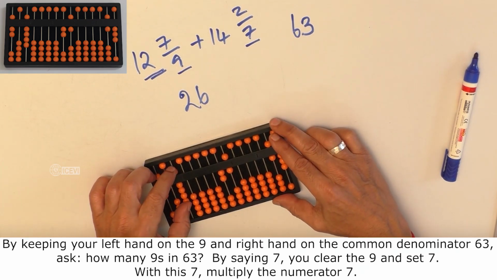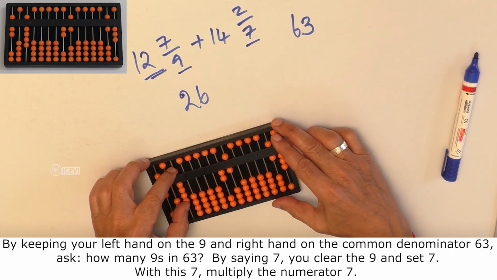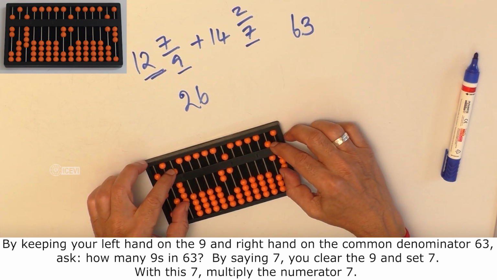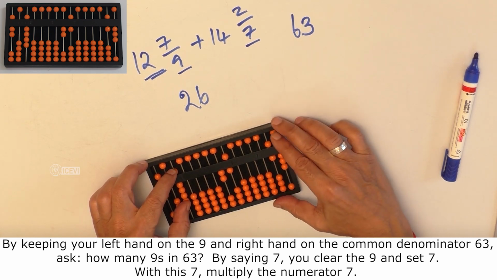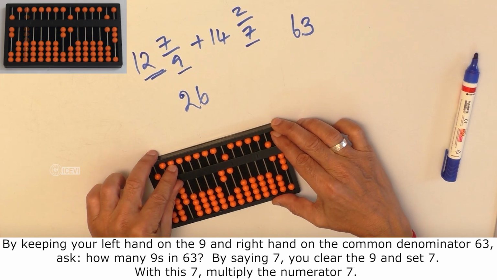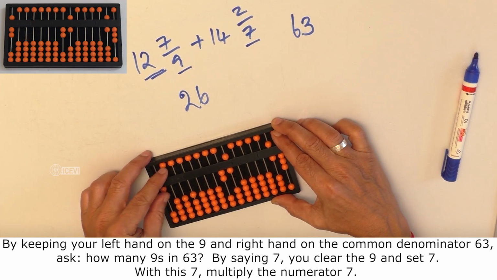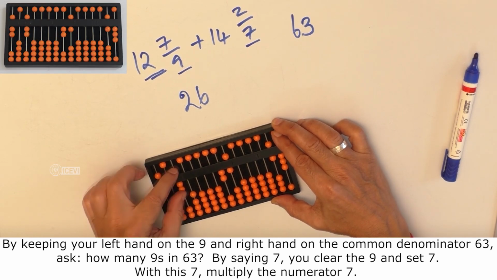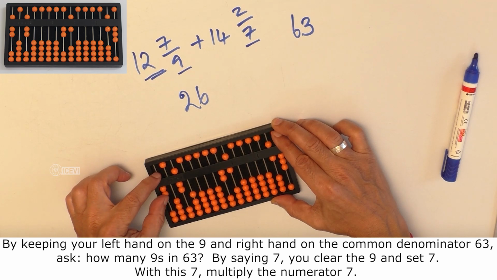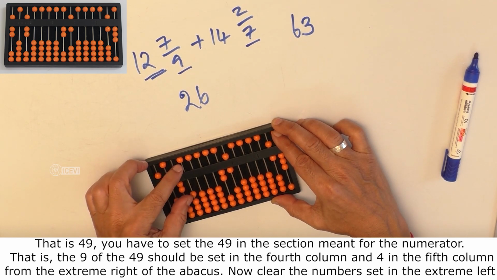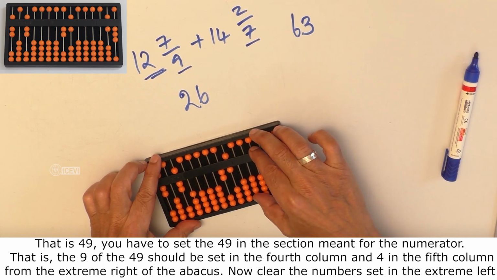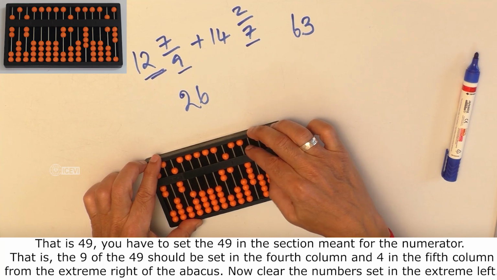By keeping your left hand on the 9 and right hand on the common denominator 63, ask how many 9s in 63. By saying 7, you clear the 9 and set 7 in the same column. So with this 7, multiply the numerator 7, that is 49. You have to set the 49 in the section meant for the numerator.